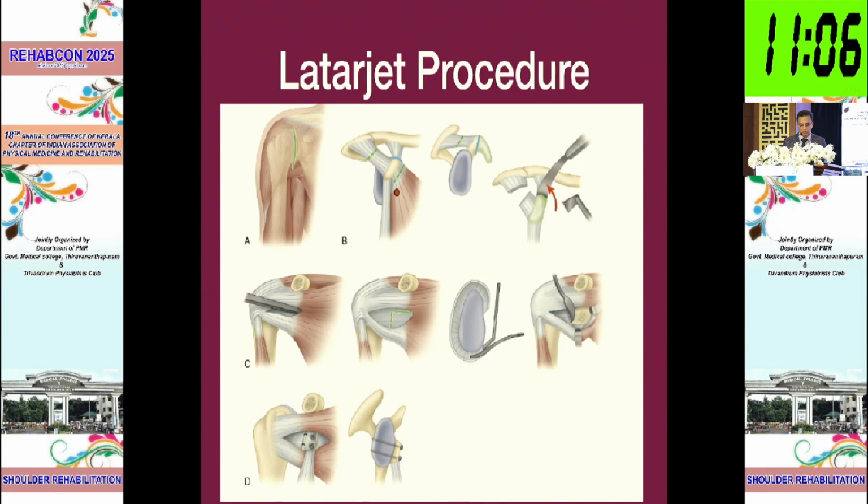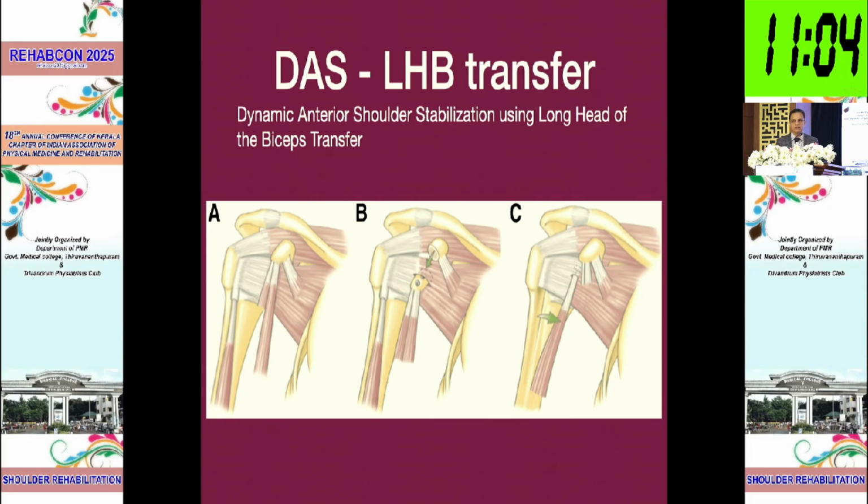But again, Latarjet also is not 100% successful. So now we have failed Latarjet also, and even Latarjet is a little more aggressive procedure. So now there is something called the DAS procedure, dynamic anterior shoulder stabilization. Instead of cutting the bone, this is a little easier than the Latarjet procedure, and you can do it arthroscopically. You take the long head of biceps.